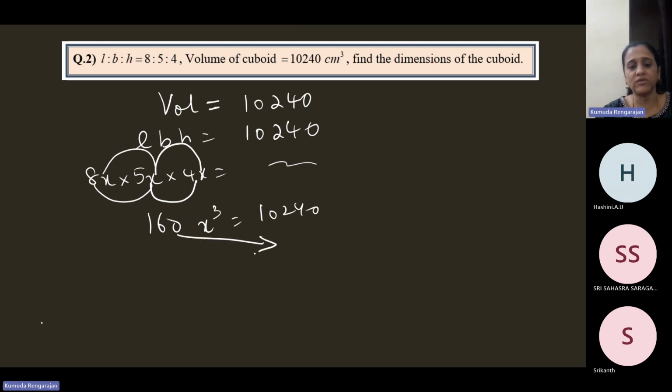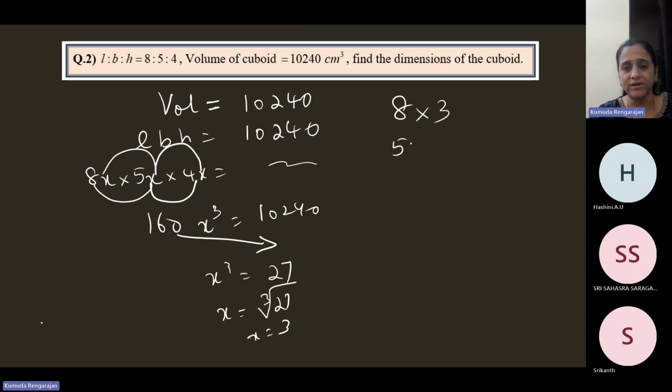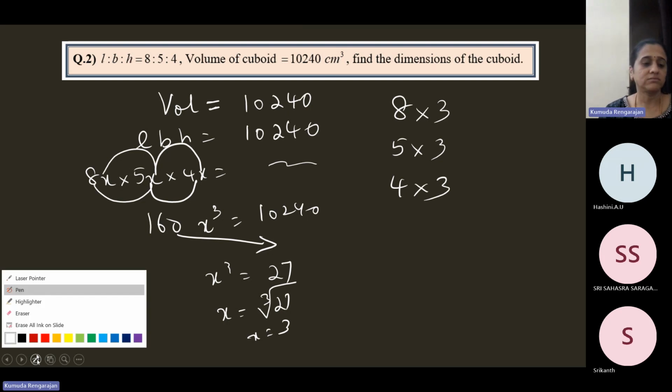And then this will come for division. x cube is equal to, say, supposing you get 27. x is equal to the cube root of 27. x is equal to 3. This is just for example. I'm not saying the answer here is 3. So if x is 3, then what is the length? 8 into 3. What's the breadth? 5 into 3. And what's the height? 4 into 3. Complete this.